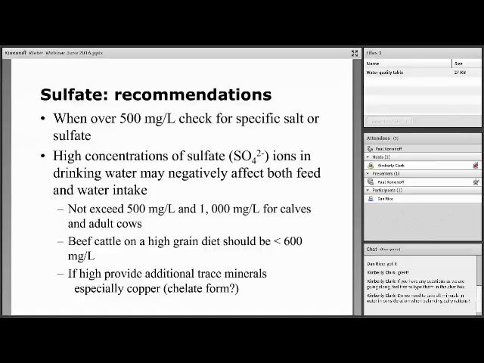And as I mentioned, if you have high sulfate, you want to talk to your nutritionist about your trace mineral programs, and perhaps feed some organic. I think organic is the correct form, or chelated form, to increase the absorption of a number of minerals, but copper is a big one you should be concerned about.